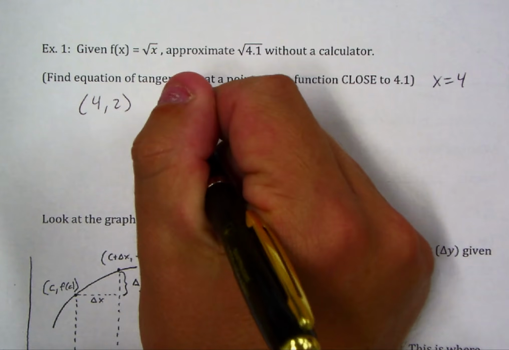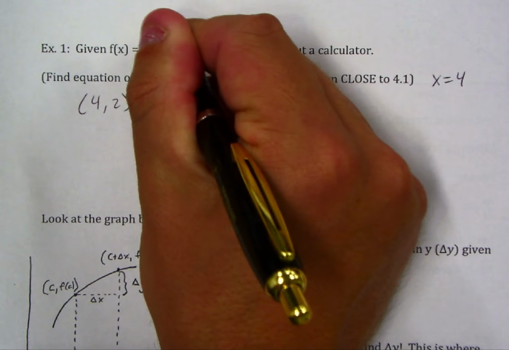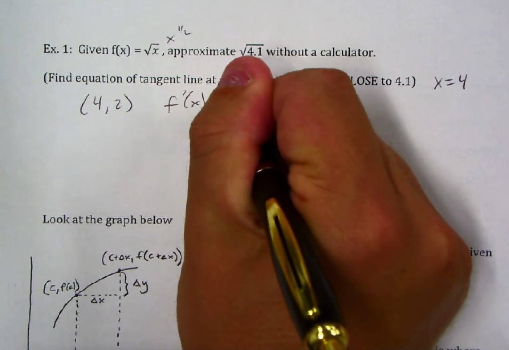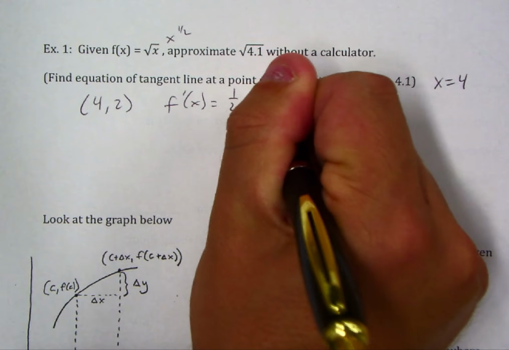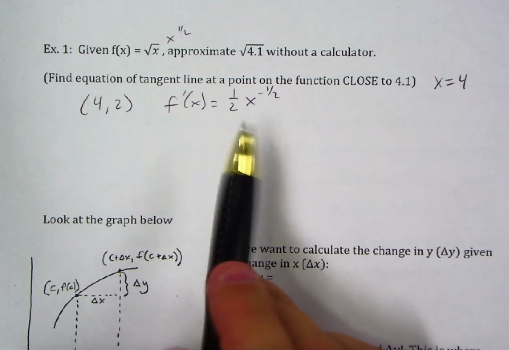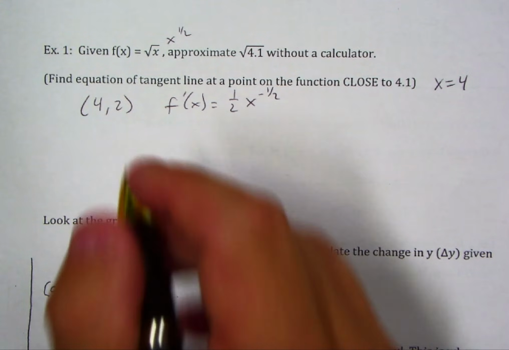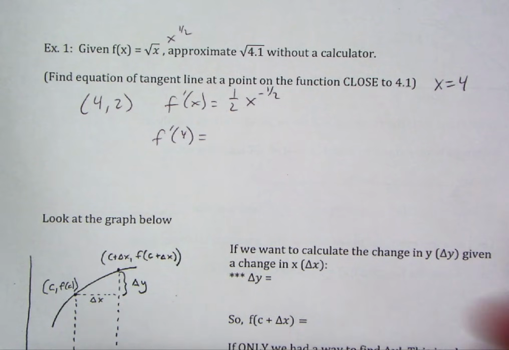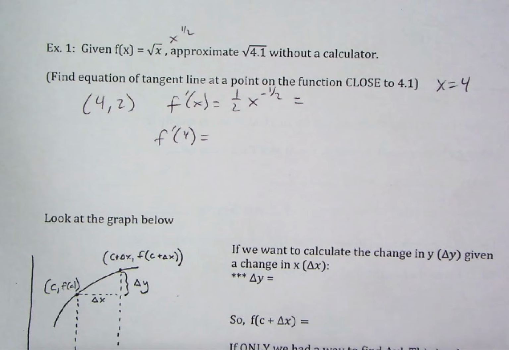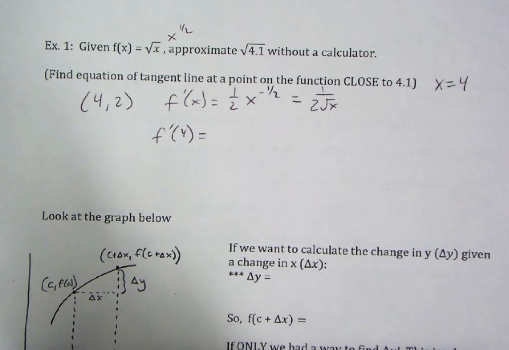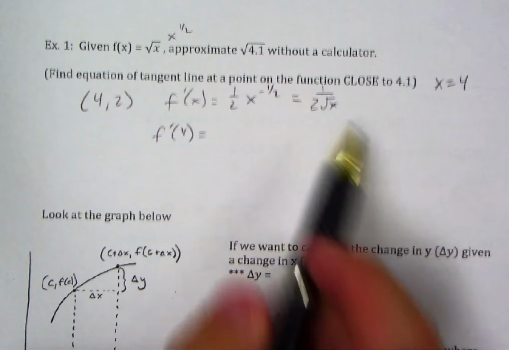So I need to find the derivative. Remember, this right now is x to the 1/2. So f prime is going to be 1/2 x to the negative 1/2, just using my power rule. Now I want to plug 4 into the derivative and get the slope. So f prime of 4 is going to be, well, this is the same as 1 over 2 square root of x. If you pull x to the negative 1/2 down, it becomes x to the positive 1/2. And if I plug 4 in there, I would get 1/4.